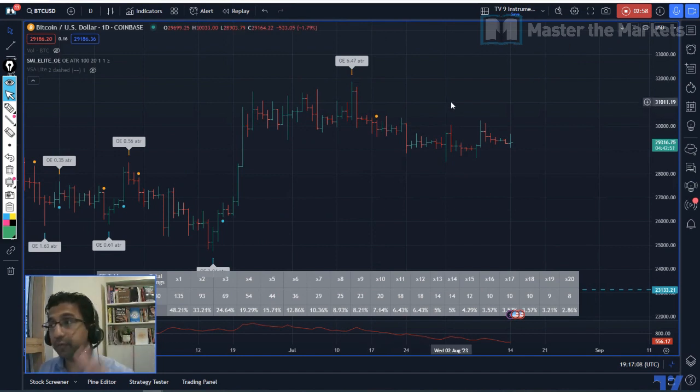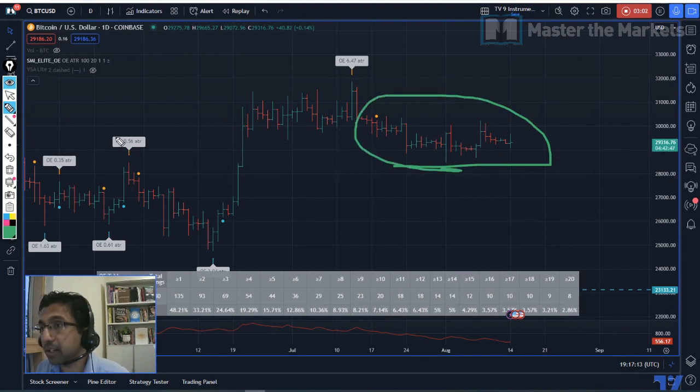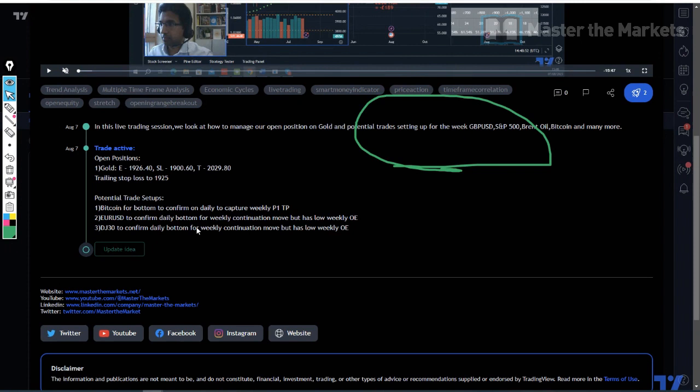So coming back to this, right? We've got an uptrend phase 2. The daily bottom hasn't confirmed yet, right? Since last week. So that's why we haven't taken any positions, as you can see over here. Bitcoin, waiting for the bottom to confirm, right? So we haven't had that yet.